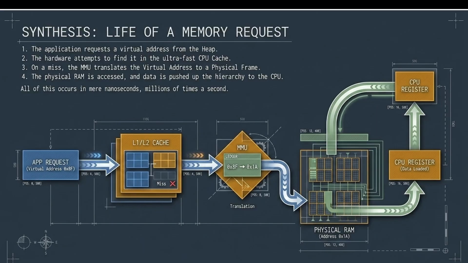Synthesis, life of a memory request. The application requires a virtual address from the heap. The hardware attempts to find it in the ultra-fast CPU cache. Otherwise, the MMU translates the virtual address to a physical frame, a physical address. The physical RAM is accessed and data is pushed up the hierarchy to the CPU. All of this occurs in mere nanoseconds, millions of times a second.